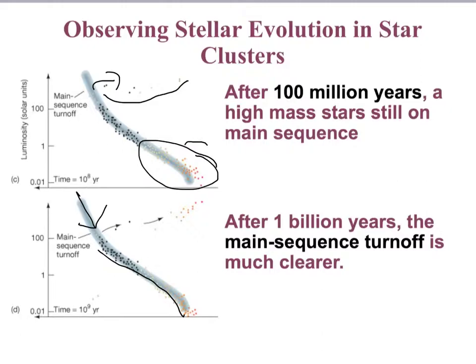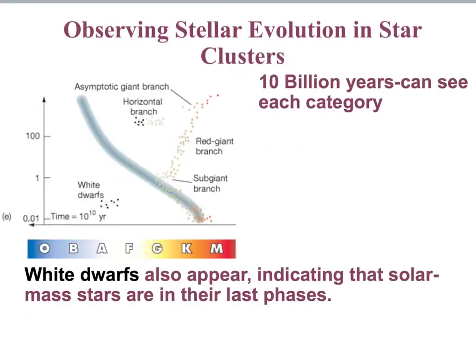For our lowest mass stars, it can take 1 billion years for them to actually reach the main sequence. And at that point, we have our most massive stars, which are at the end of their life. Then after 10 billion years, we clearly have branches of each category. Now we can see the turnoff point is down somewhere near the mass of our sun. As a star cluster ages, we can see that these turnoff points just get lower and lower.